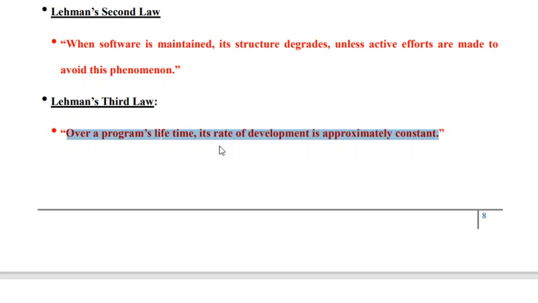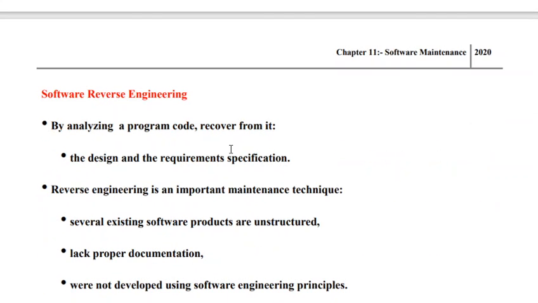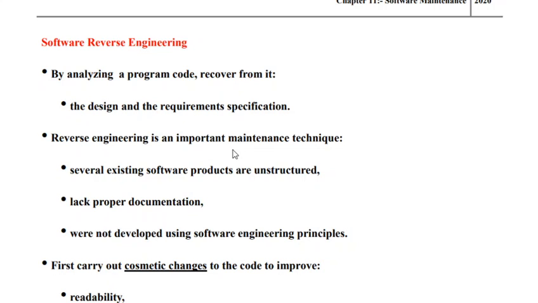So it is said that over a program's lifetime the rate of development is approximately constant. So you see that a subsequent amount of effort is dedicated to maintaining a software application, because during maintenance also what we are trying to do is evolve a software system. Now let us try to understand what is reverse engineering.